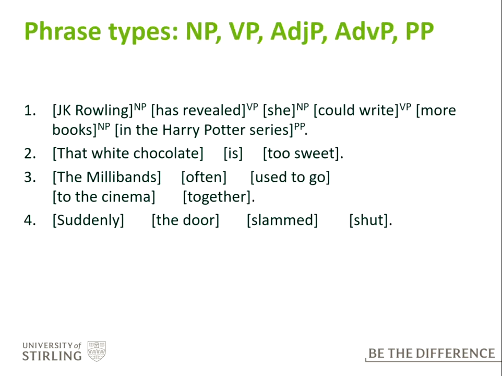So we get different phrase types: noun phrases, verb phrases, adjective phrases, adverbial phrases, and prepositional phrases. So if we take this sentence, J.K. Rowling, noun phrase, has revealed, verb phrase, she, noun phrase, could write, verb phrase, more books, noun phrase, in the Harry Potter series, prepositional phrase. Now, prepositional phrases always begin with the preposition, in this case. So just pause the video and see if you can work out how to decide what phrases they are in the other sentences.